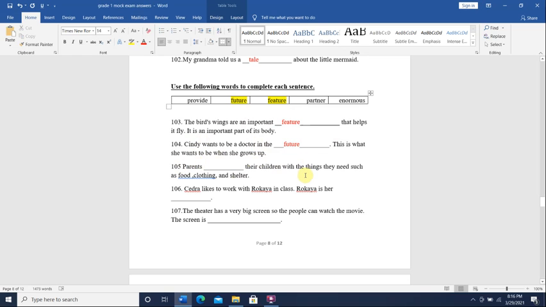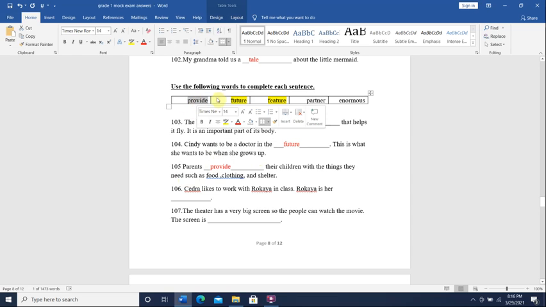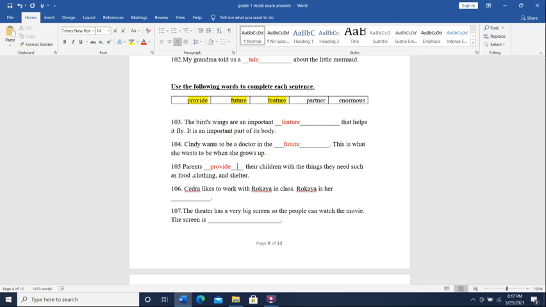Parents blank their children with the things they need, such as food, clothing, and shelter. Okay, when someone gives you the things that you need, that means they provide you. Parents provide their children with the things that they need. Provide means to give someone something that they need. Like birds, the adult animals give their chicks or their babies food because they cannot depend on themselves.